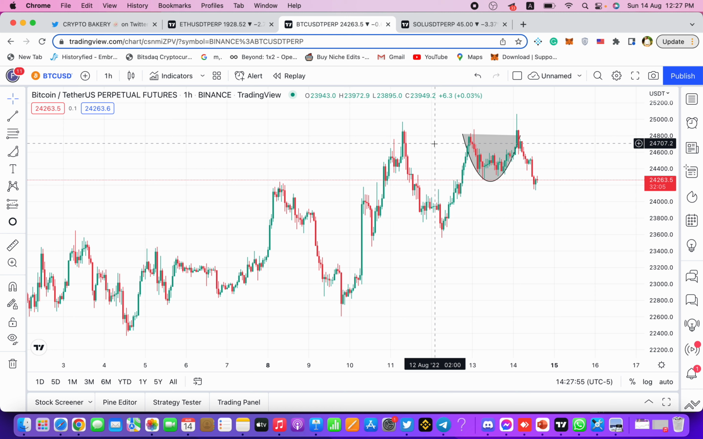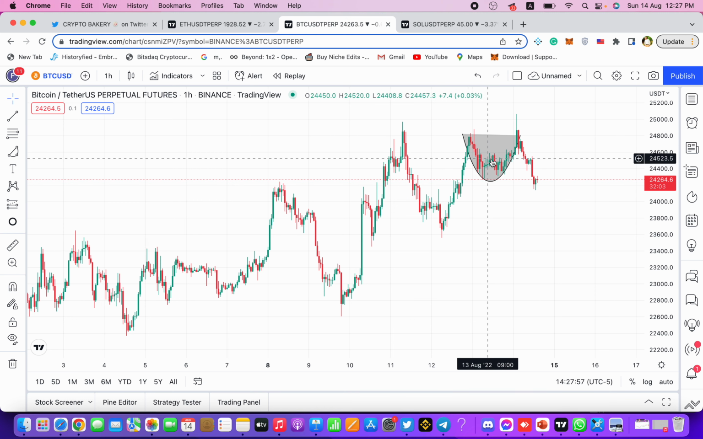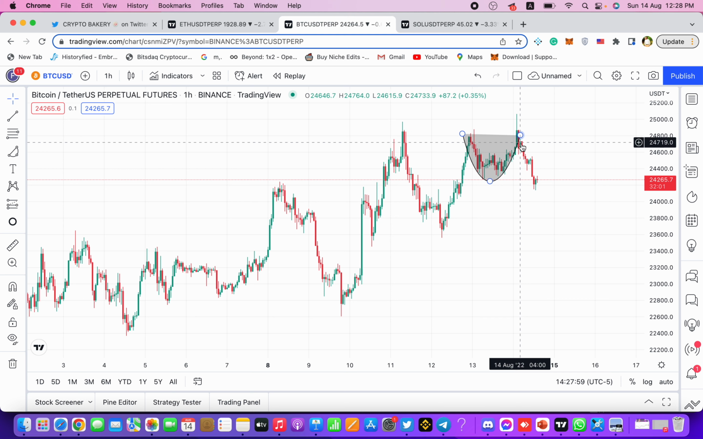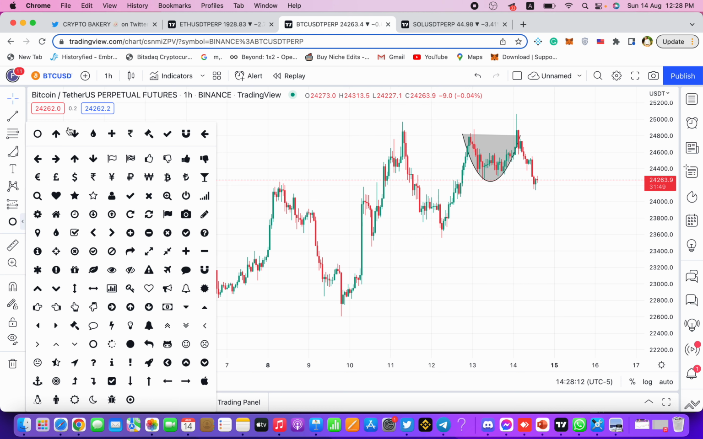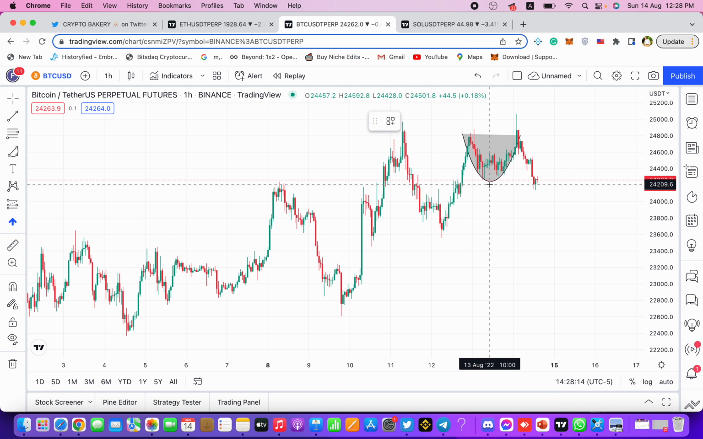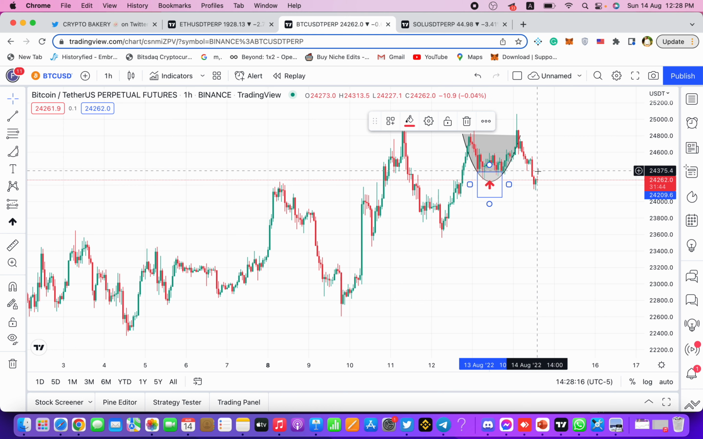correct myself. Okay, so after making a double bottom again, we dipped from here to literally the same area, which was our curving area of the last double top. I'm talking about this area. This is our curving area, and we go back to the same area again. We made a curve.